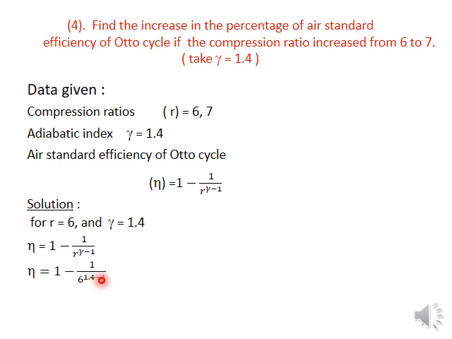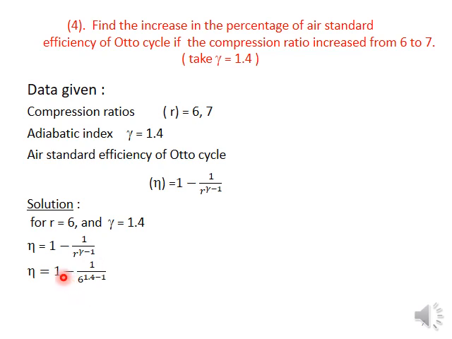So first you have to calculate this part. 1.4 minus 1 is 0.4. After that, 6 power 0.4 and you will get some answer. Then next 1 divided by that answer. After that, 1 minus. Many students will forget and do the calculation only for this part, 1 divided by 6 power 1.4 minus 1. They will forget how to calculate 1 minus that part.